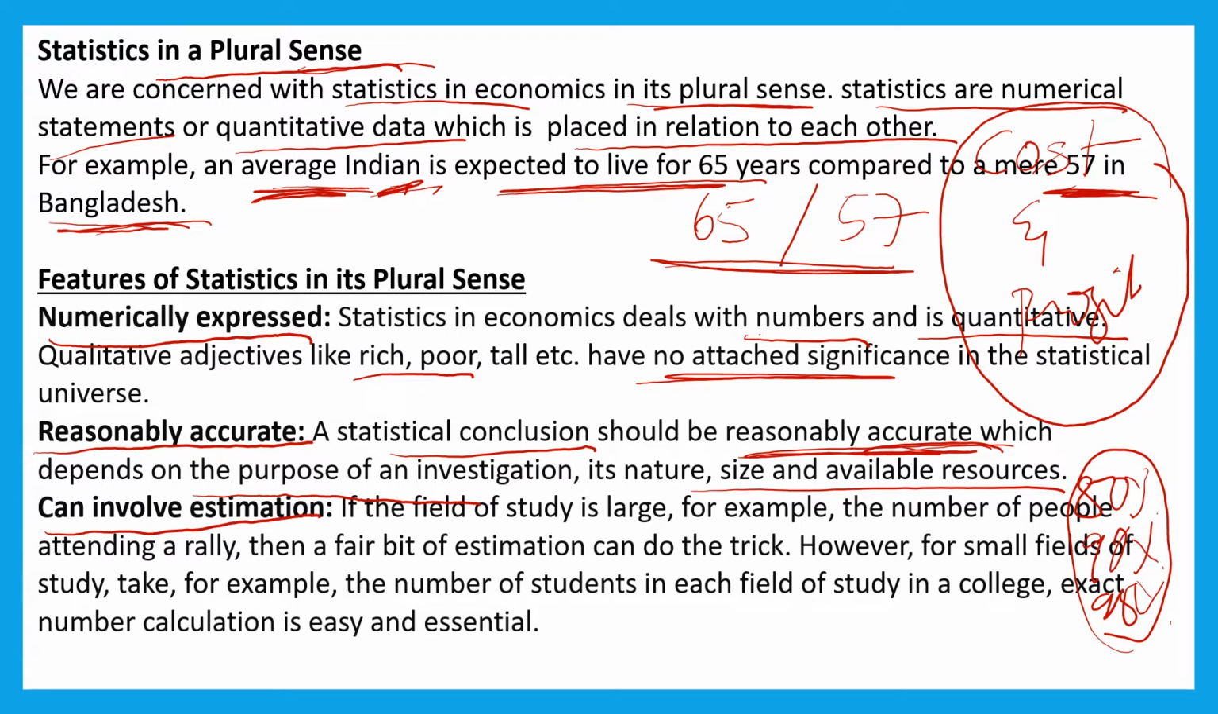It can also involve estimation, when the field of study is large. For example, the number of people who attended a rally. At that time it is very difficult to calculate or collect the data, so you can make an estimation. On an average, this many people attended a fair or a rally. When a politician conducts a rally and the number of people who participated is too huge, then approximately you can say that 1 lakh or 2 lakh people were involved in this rally. Like that you can make a conclusion. So sometimes we can estimate the statistics, and that is also acceptable in statistics.